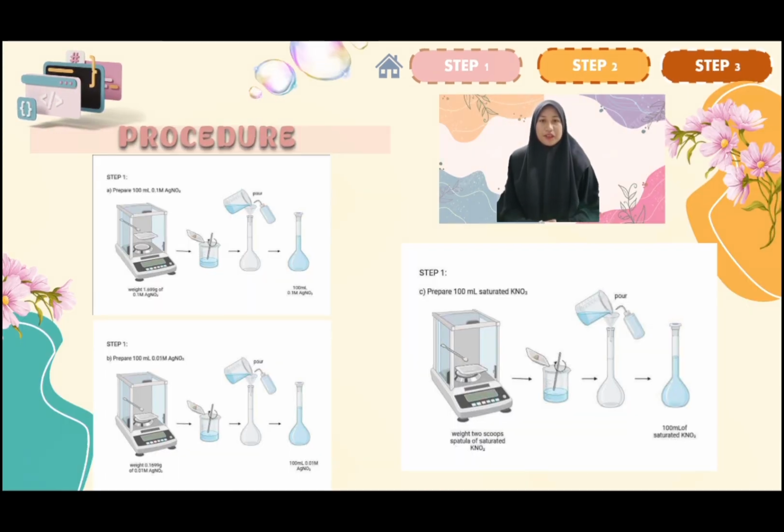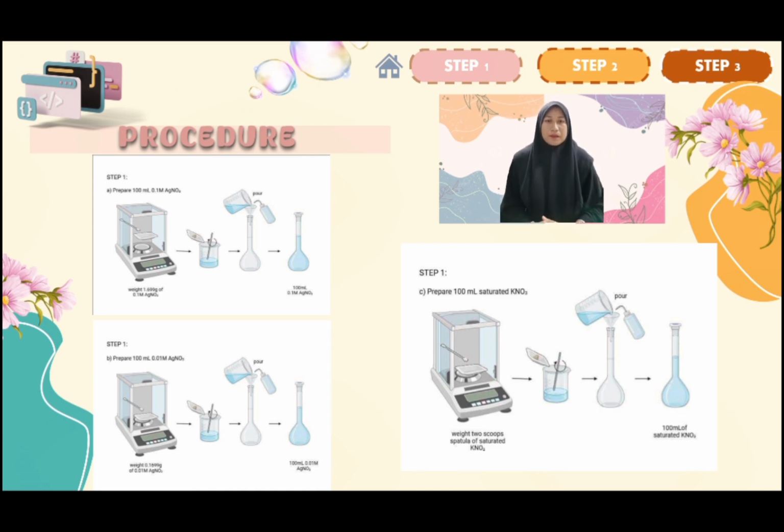Now, let's continue with the procedure. For step 1, we need to prepare 3 solutions which are 100 ml of 0.1 molar argentum nitrate, 100 ml of 0.01 molar argentum nitrate, and 100 ml of saturated potassium nitrate. Next, to prepare 100 ml of saturated potassium nitrate, weigh 2 scoop spatula of potassium nitrate and dissolve it with distilled water. Pour the solution into a 100 ml volumetric flask.